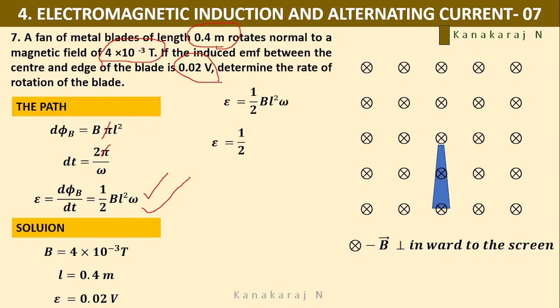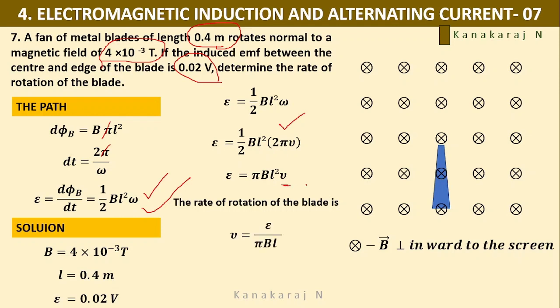From here, we can substitute ω = 2πν. From here, we will be taking ν, which is the rate of rotation of the blade. The rate of rotation of the blade ν equals ε divided by πBL².